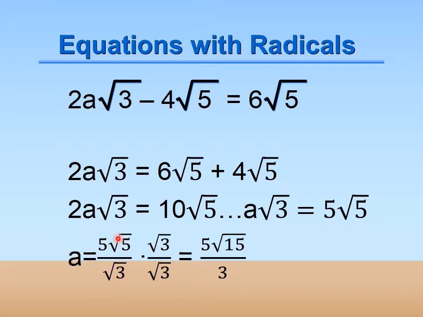Unfortunately, we learned in the last section that we cannot have a radical in our denominator, which is what we have now. So we need to rationalize the denominator by multiplying by the square root of 3 in the denominator and the numerator. So 5 times the square root of 5 times the square root of 3 is equal to 5 square root of 15. And the square root of 3 times the square root of 3 is 3. So my final answer after everything is simplified is 5 square root of 15 over 3.